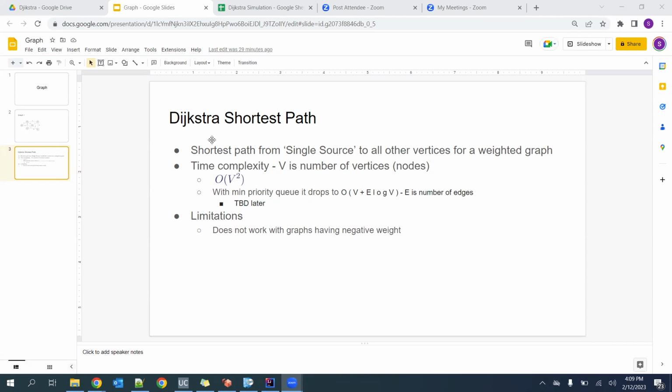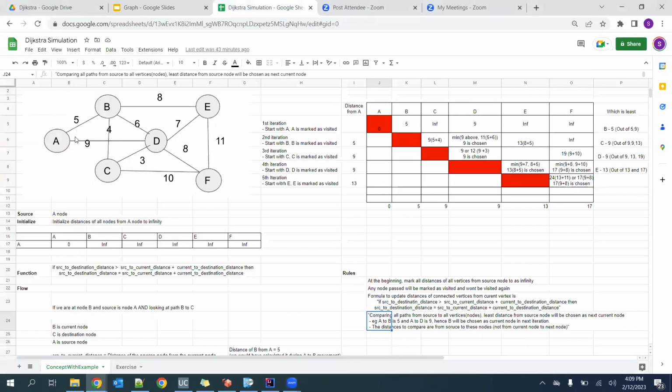So basically, Dijkstra's shortest path algorithm finds the shortest path from a single source to all vertices for a weighted graph. So we'll go step by step. I have an example here. Let's take this graph you have. In this graph, these are the vertices and these are the edges, correct?